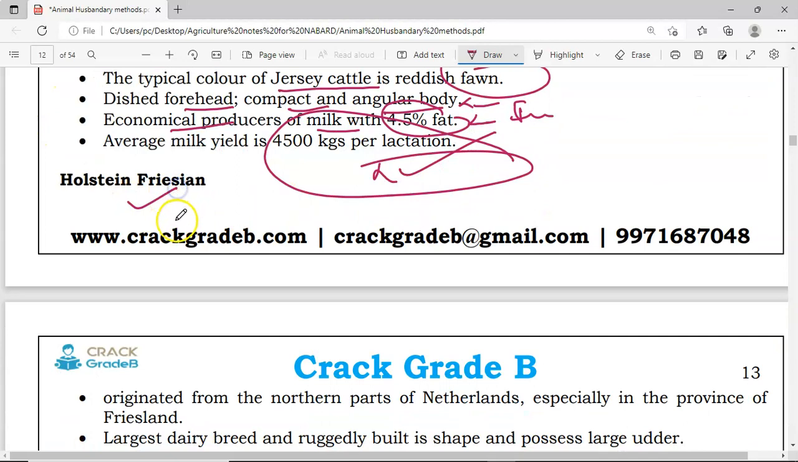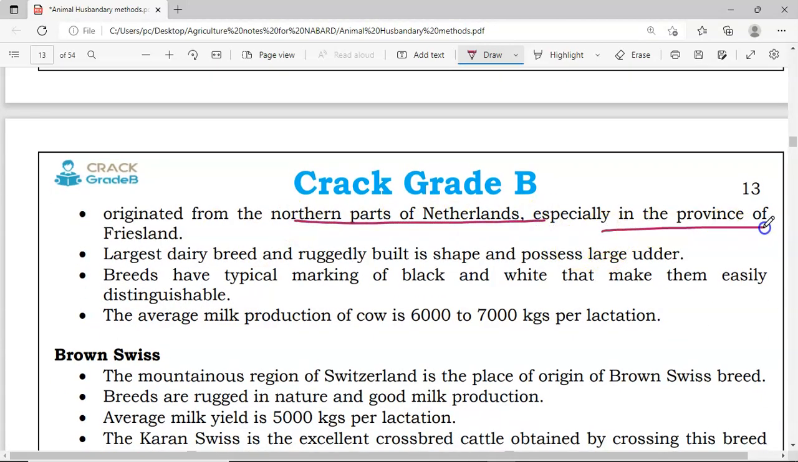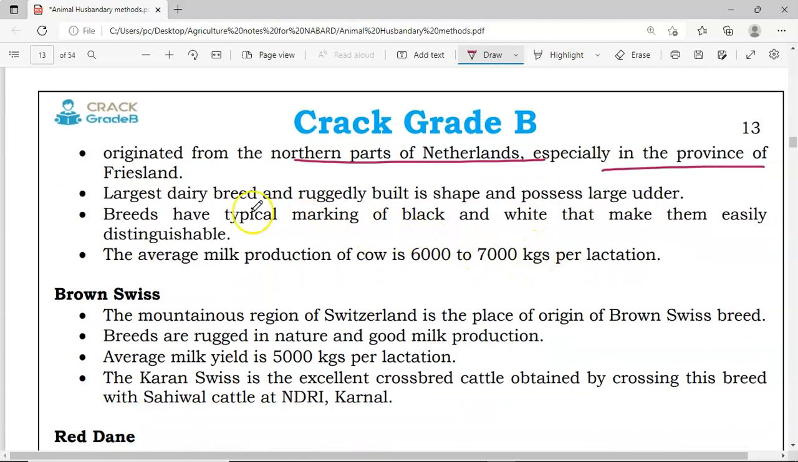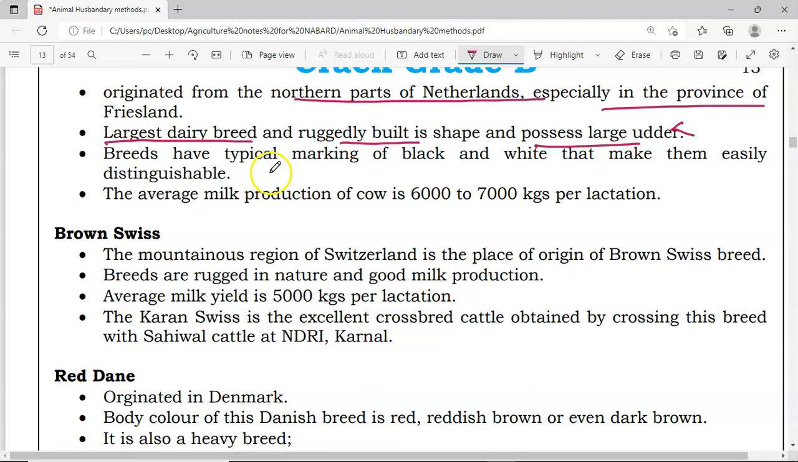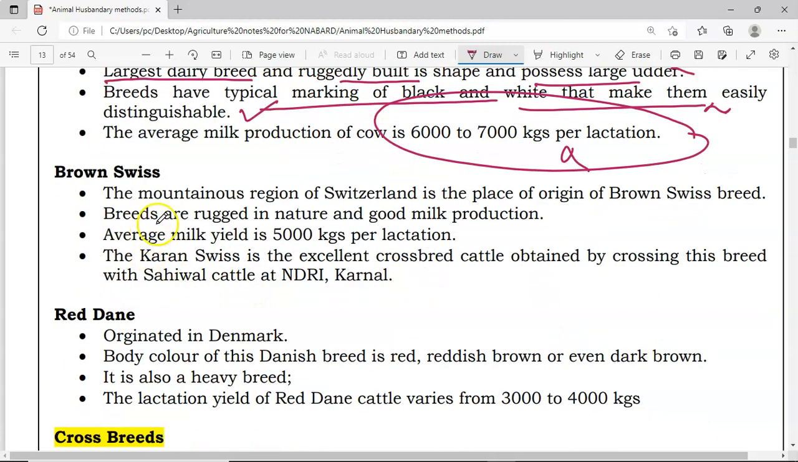The Holstein Friesian originated from the northern part of the Netherlands, especially in the province of Friesland. It is the largest dairy breed, ruggedly built in shape, and possesses a large udder. The breed has typical markings of black and white that make them easily distinguishable. Lactation is 6,000 to 7,000 kg per lactation, very high.